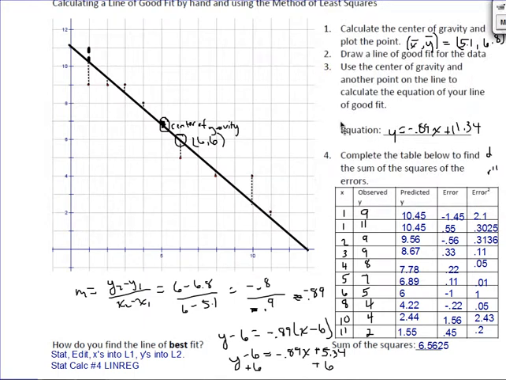Alright, so for some reason my video kind of stopped working there for a second. So we were talking about coming up with the line of good fit.